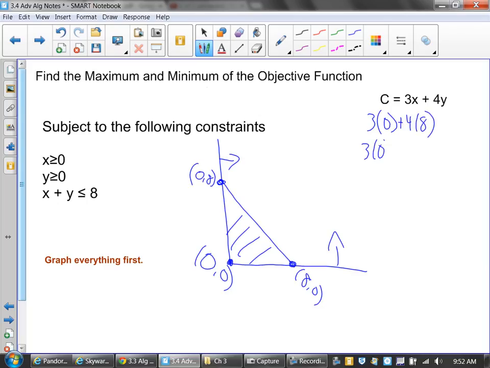3 times 0 plus 4 times 0. And then 3 times 8 plus 4 times 0. Which one gives you a maximum and which one gives you a minimum? 0, 0 is the minimum. 0, 8 is the max. That's 0, so that's my min. That's 32, and that's 24.